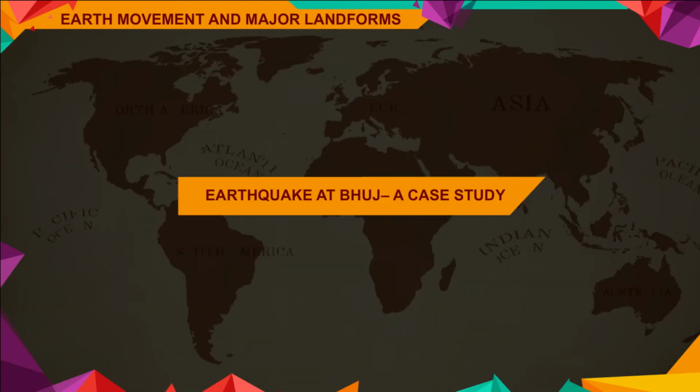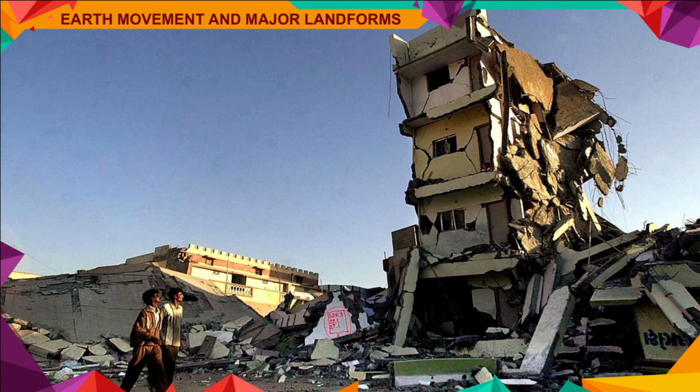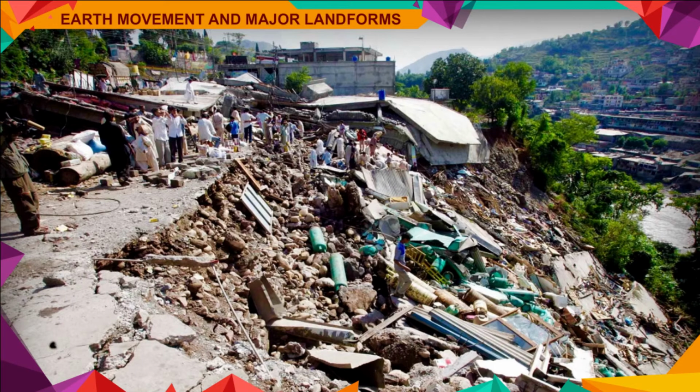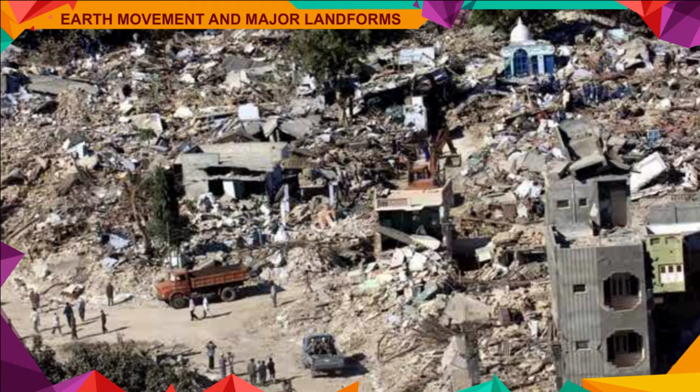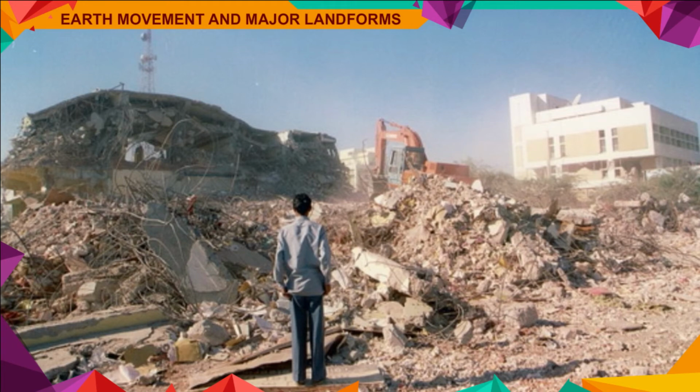Earthquake at Bhuj. A case study. A powerful earthquake measuring about 7 on the Richter scale hit the Indian state of Gujarat on 26 January 2001. It caused great damage to life and property, killing more than 20,000 people and destroying nearly 4 lakh houses. About 16 million people were directly or indirectly affected by the earthquake. The earthquake had its epicenter near Bhuj in Kutch, Gujarat. The region around Bhuj, therefore, suffered the maximum damage.